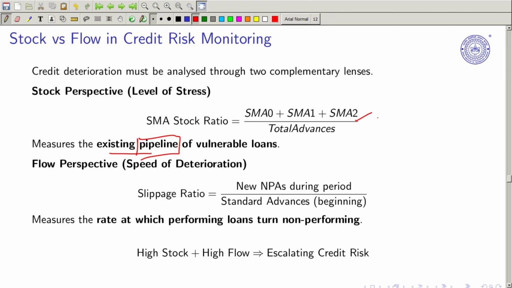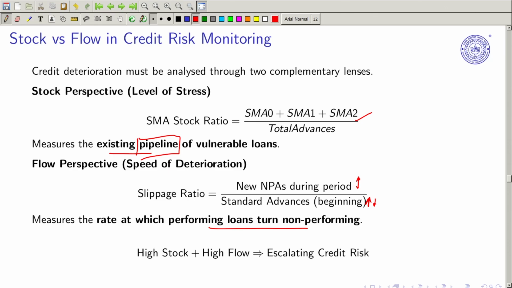The flow perspective would be the speed of deterioration. What is the speed of new NPAs during this period, how many SMA 2 were converted into NPA, and the standard advances at the beginning, how much fresh loan you have given. It also measures performing loans turning non-performing. For example, if this is higher and this is lower, then the slippage ratio is much lower. If this is lower and this is higher, it means you have a high rate of NPAs turning and a low amount of fresh loans. Or if both are the same, it is 1 to 1: one account you generate for loan, but one is turning into NPA.